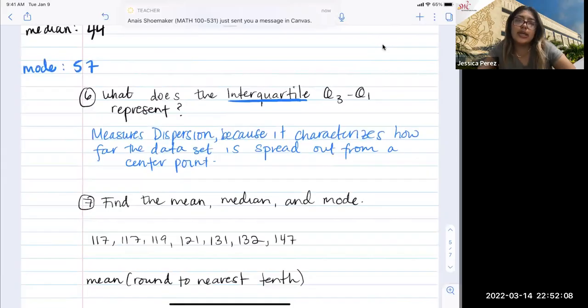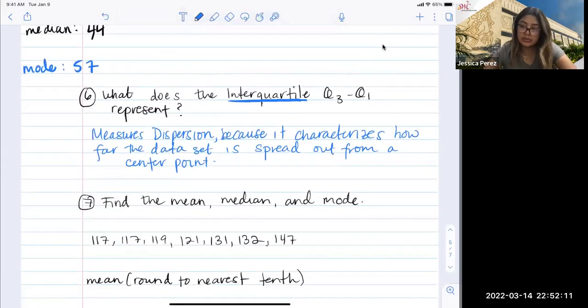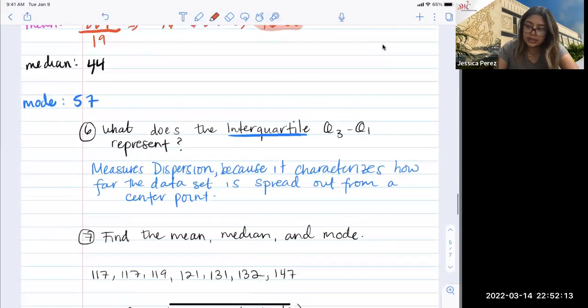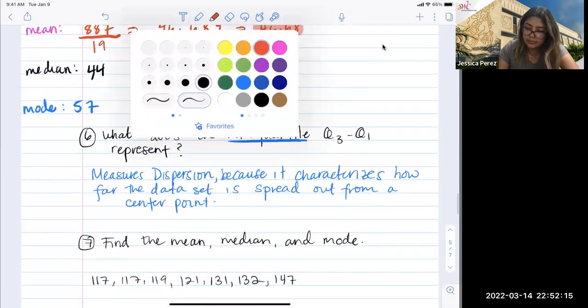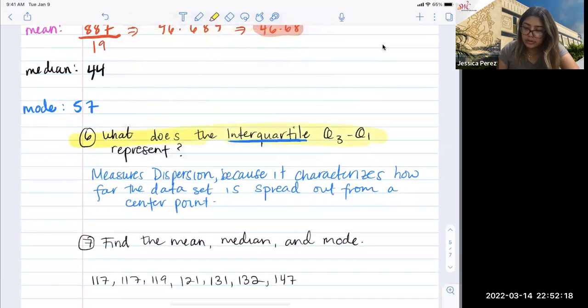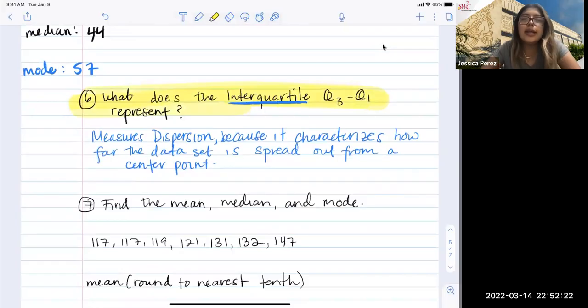What does it represent? So this is actually in your notes. Refer to your notes here, but I actually wrote a solution here. It calculates the measure of dispersion because it characterizes how far the data set is spread from a center point. Remember, our center point is our median. So it's the spread of the data from the center. That's what the interquartile range represents.